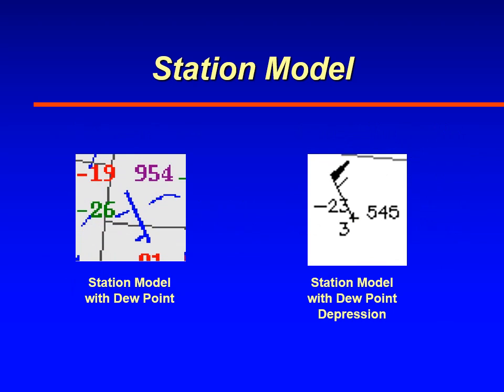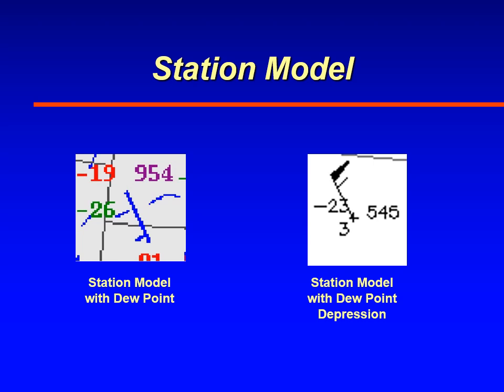Here are a couple of examples of station models from two different charts and two different sources. The one on the left shows a temperature of minus 19, and the green numbers, minus 26, would be the dew point, because you couldn't have a dew point depression that is negative. So that's one way to figure out if it's dew point or dew point depression. So that's your dew point on the left.